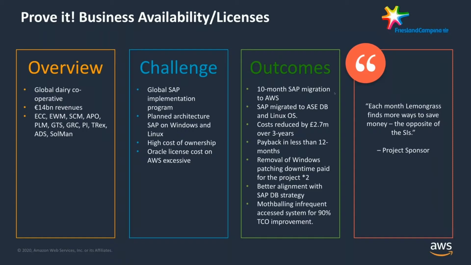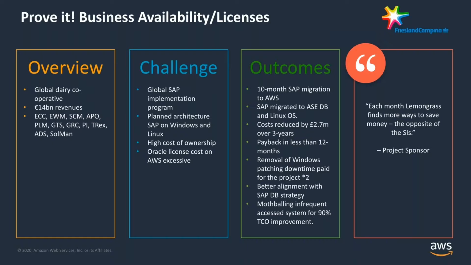The final example, just to illustrate those benchmarks I presented earlier, is Friesland Campina. Friesland Campina are a global dairy company based in the Netherlands, $14 billion revenue, with an extensive SAP estate. A number of challenges here. Number one is cost of ownership. Secondly, they were involved in a fairly significant rollout program of new functionality as well. So we did that migration, again, a 10-month migration window.